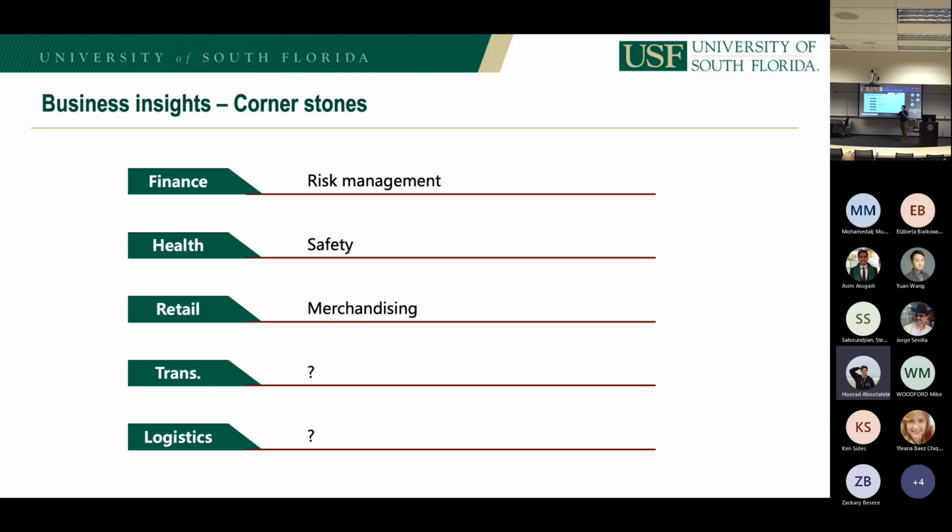So for any retailer, if they don't focus on merchandising, no matter how fancy their service is, no matter how fast it's delivered to your home, they're going to die. They're going to die. But think about it for transportation and logistics. What's the cornerstone for these two industries? Cost and time, maybe. Good, this is one answer. Any other?